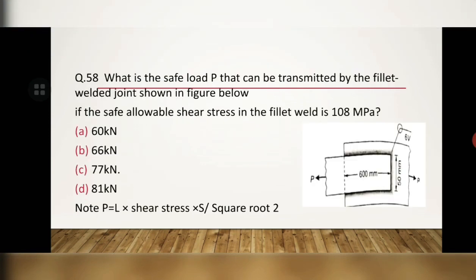Next question, question number 58. What is the safe load P that can be transmitted by the fillet welded joint shown in figure below, and the allowable shear stress given that 108 MPa?